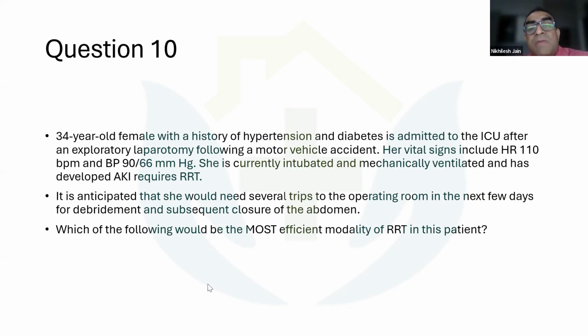So you have another female with a history of hypertension and diabetes getting admitted to the ICU after an exploratory lab following a motor vehicle accident. Vital signs include tachycardia and BP of 90/66. She is currently intubated, mechanically ventilated, and she has developed acute kidney injury and requires renal replacement therapy. Now, it is anticipated that she may need several trips to the operating room in the next few days for debridement and subsequent closure of the abdomen. What do you think is the most efficient modality for renal replacement therapy for this particular patient?